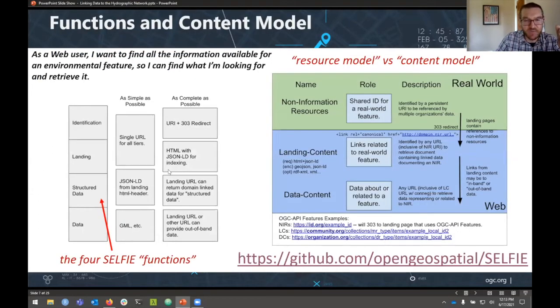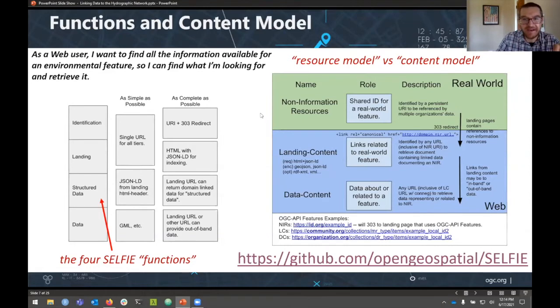Now, we can layer on top of that the fact that those web pages are about real world things, things on the ground: stream gauges, wells, rivers, right? We refer to those things in the real world as non-information resources. And I often have to tell people, the person that you are is a non-information resource. Your email address is an identifier. It's a digital identifier that can be associated with you, right?